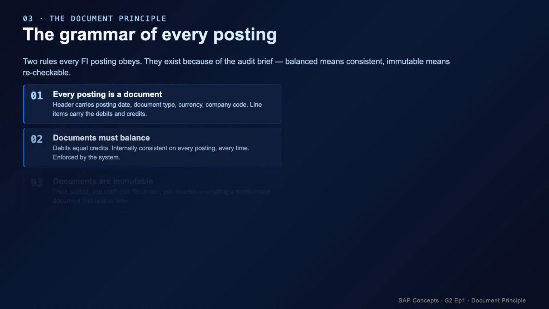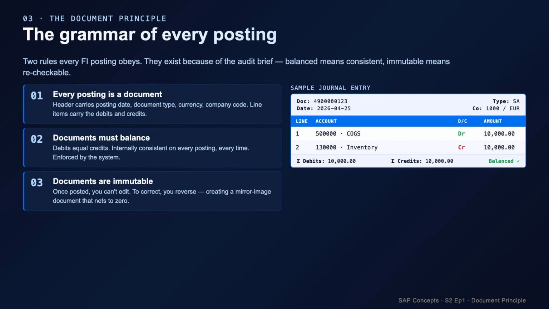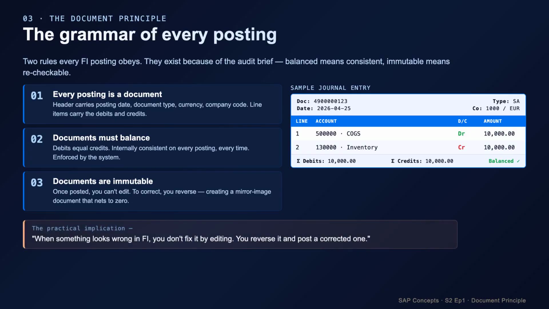Now the grammar. Every posting in finance is a document. Header plus line items. 2 rules. The document must balance: debits equal credits on every posting, every time. And the document is immutable once posted. You don't edit. You reverse, then post a corrected one. Why both rules? The audit brief. Balanced means internally consistent. Immutable means recheckable. Reversal creates a mirror image document that nets the original to 0. The trail shows everything.